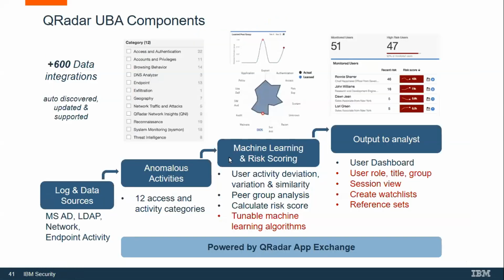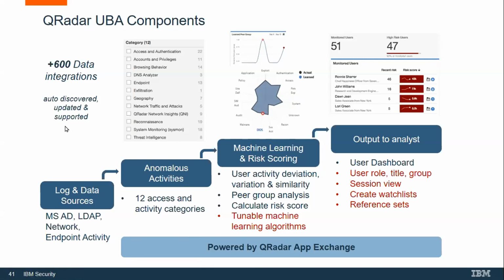All right, so let's take a look at some of the QRadar UBA components, because right after this slide, we're going to jump into the demo and show off some of the screens and look at what that looks like. But I want to take us through this first couple of things. I've got this whole thing underneath it, powered by QRadar, and all of my logs and data sources are coming in. So the data integrations are happening: auto-discovered, updated, supported.